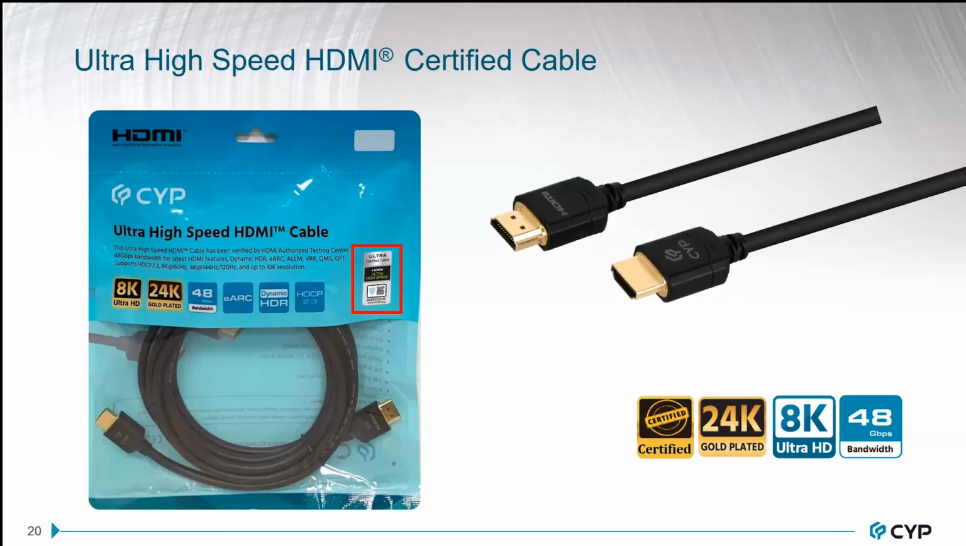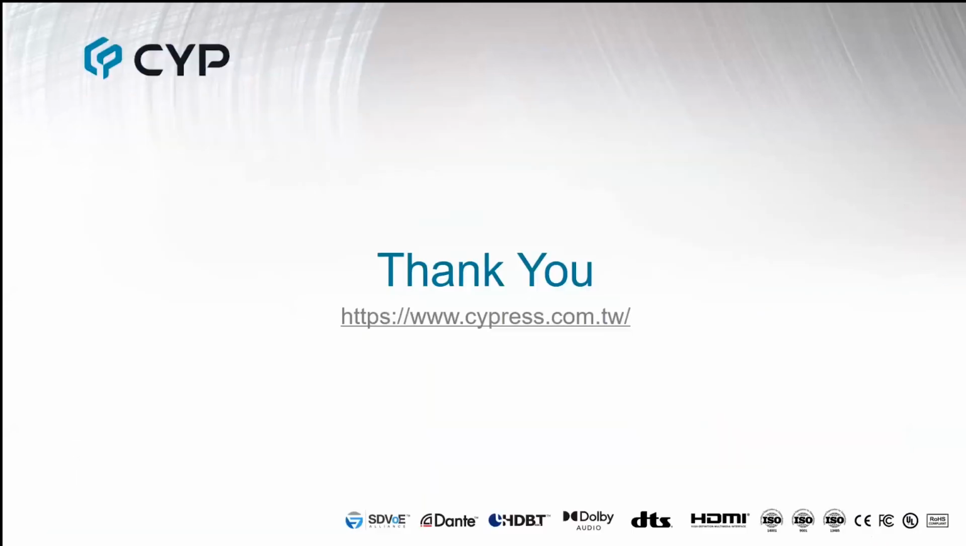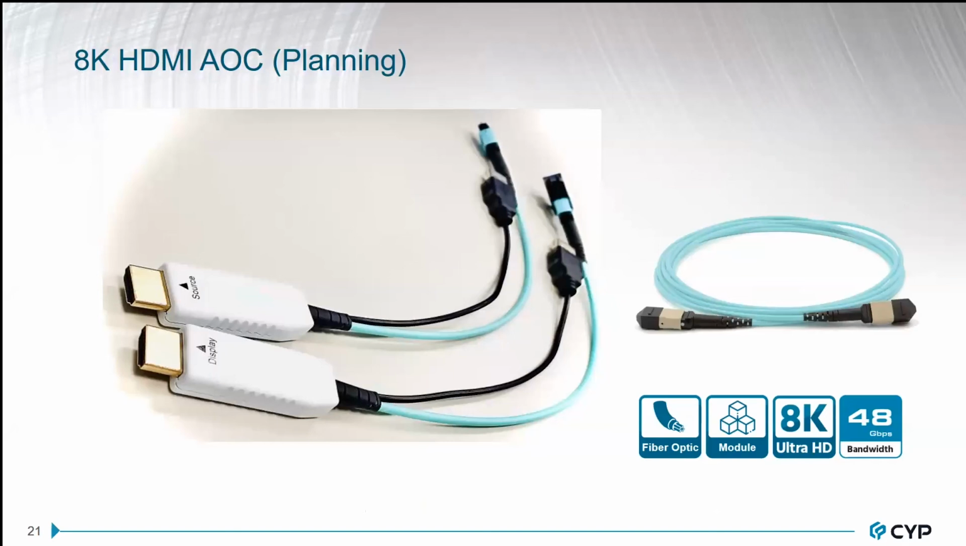It's an HDMI certified cable with a 24K gold-plated connector. It can pass 8K content and support up to 48 gigabit bandwidth. Besides the copper cable, we are now planning an HDMI LC cable. It's a pure fiber optic cable with a module design. Users can choose different cable lengths up to 300 meters to use in different scenarios. It also supports 8K content and 48 gigabit bandwidth.